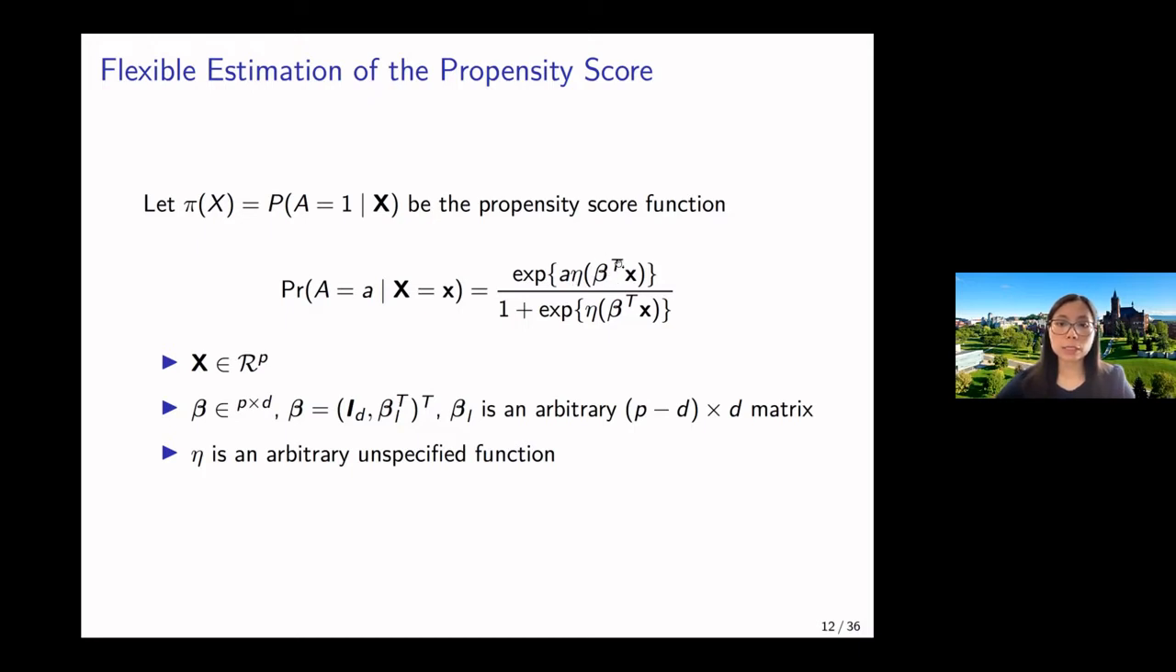And then this beta here, rather than just a vector, is a matrix. It's a P by D matrix where the upper D block is the identity and the lower L block is an arbitrary matrix. So the problem becomes estimating the lower block of this B, that's BL. If we are able to estimate this BL, then we will be able to estimate the propensity score, and then we can go ahead and calculate the average causal effect. It turns out that this model is very flexible to take care of high dimensional data. Now you may wonder, how do we estimate this beta here?